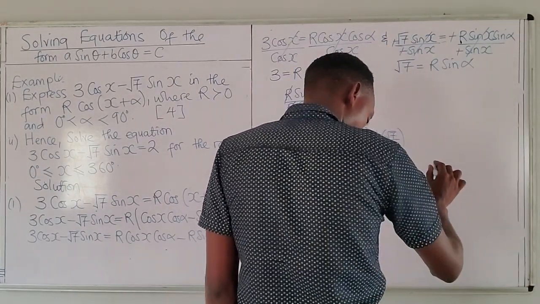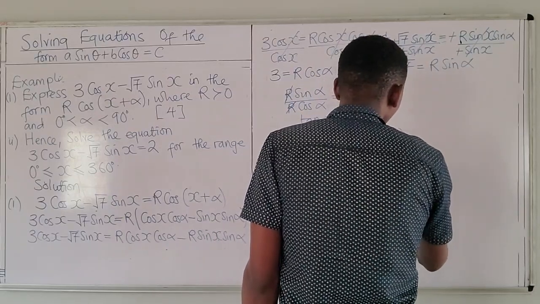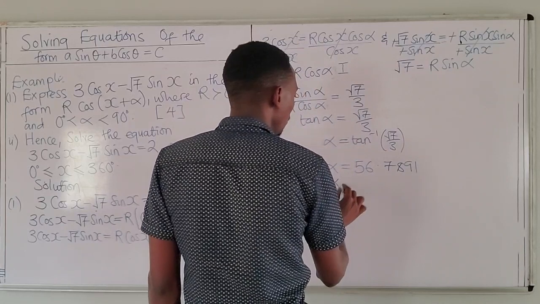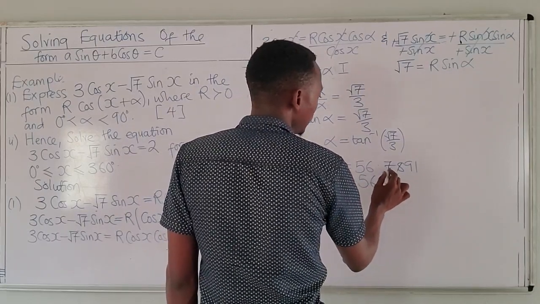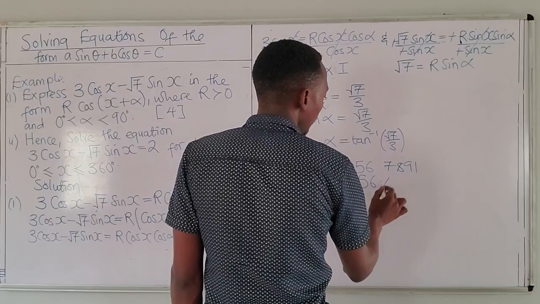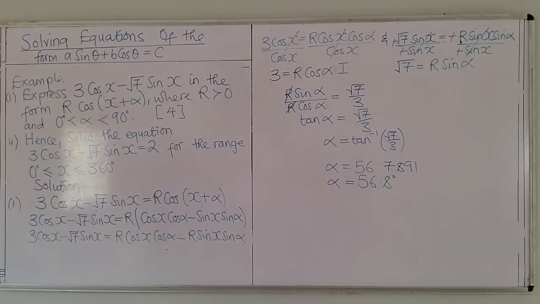56.7891, rounding it off correct to one decimal place, it will be 56.8 degrees. So you can see that now we have found alpha angle, which is 56.8.